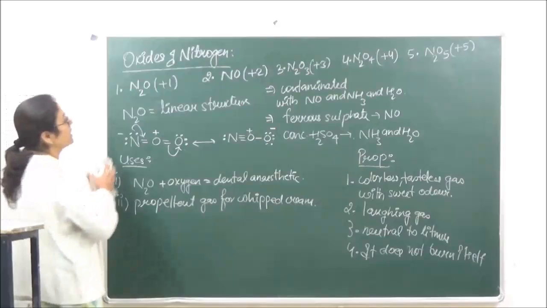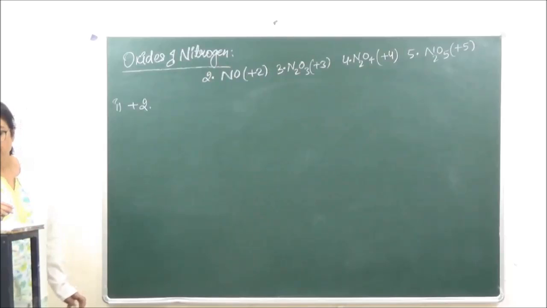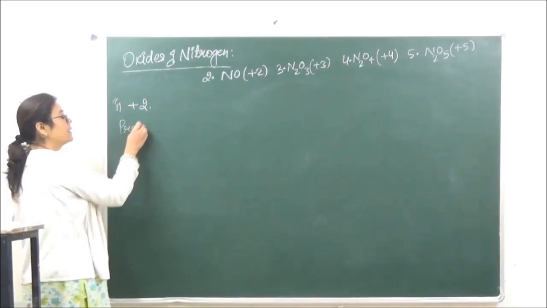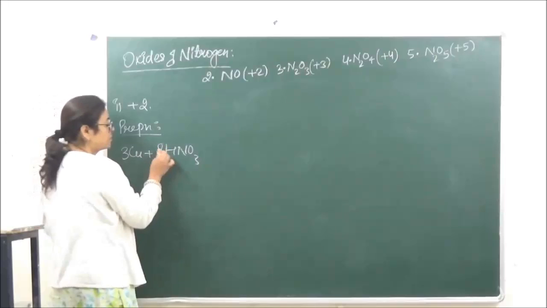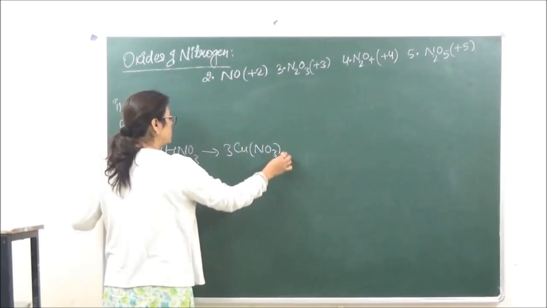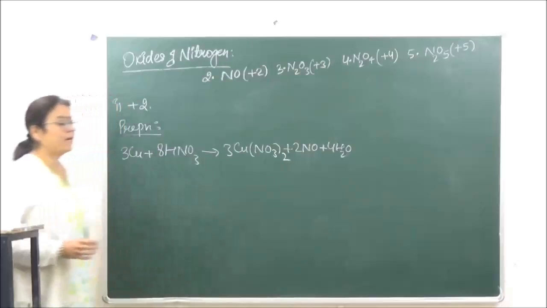Let's go on to the second oxide, which is nitric oxide. Alright, in case of nitric oxide, as we just saw, the oxidation state of nitrogen is going to be plus 2. ठीक है? Now preparation जब हम इसकी करते हैं, it is prepared by reacting copper with nitric acid to give us copper nitrate plus two NO plus four H2O. ठीक है, so इस तरह से हम लोग इसको prepare करते हैं.